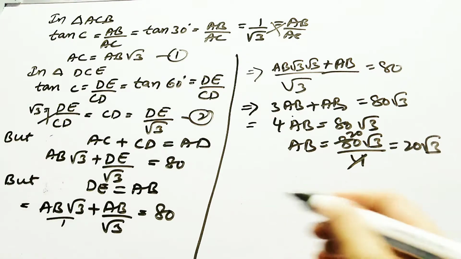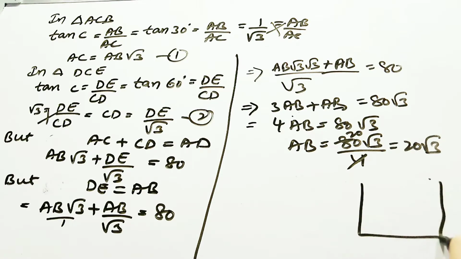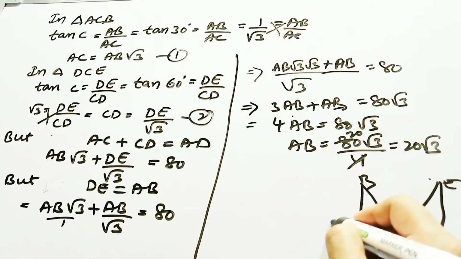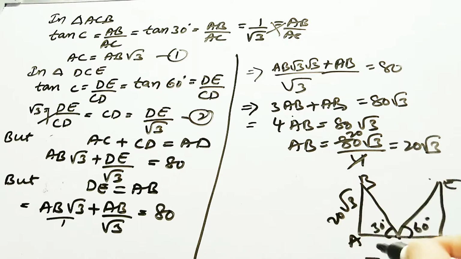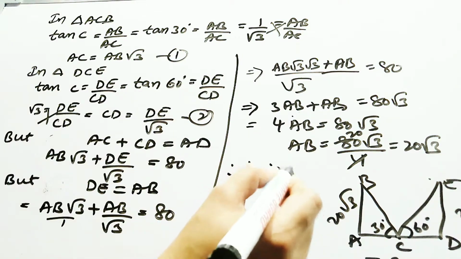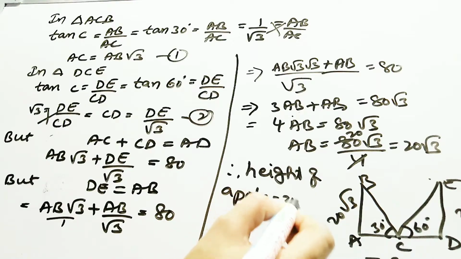Okay, this is your figure. This will be your figure, no? See, this is your 30 degree, this is your 60 degree, this is your A, B, C, D, E, and this is your 80 degree. What is your AB? 20 root 3. If AB is 20 root 3, D is also 20 root 3. So, what is your height? Height of a pole is equal to 20 root 3.